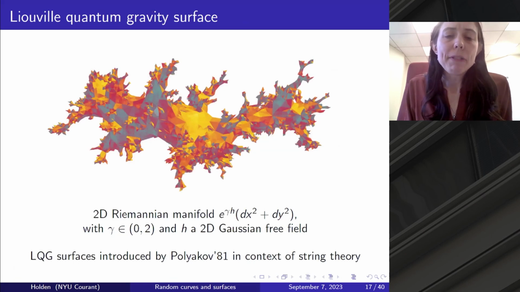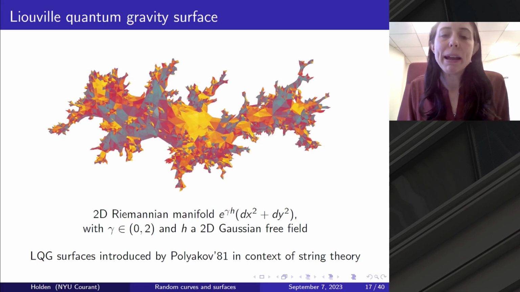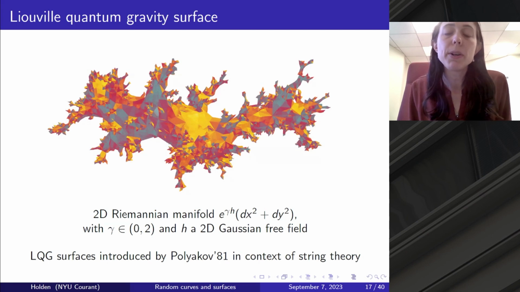So what is a Liouville quantum gravity surface? Heuristically speaking, we can view it as a 2D Riemannian manifold where the metric is given by e to the power gamma h times the standard Euclidean metric. Here, gamma is some number between 0 and 2, and h is some variant of the Gaussian free field. LQG surfaces were first introduced by Polyakov in the context of string theory, and in recent years they have been a very active topic of study in probability theory.